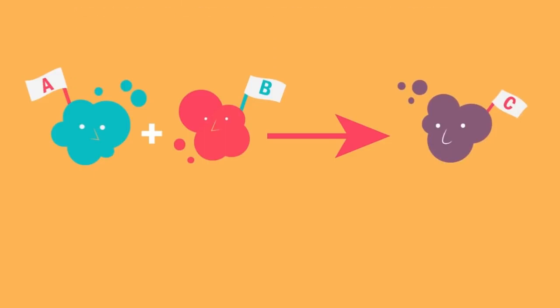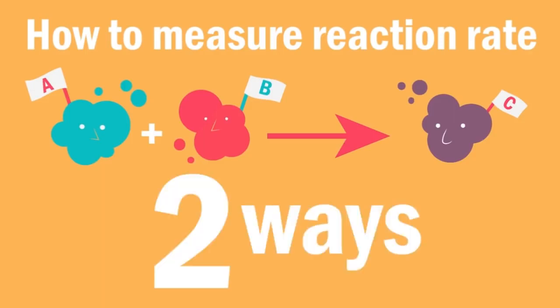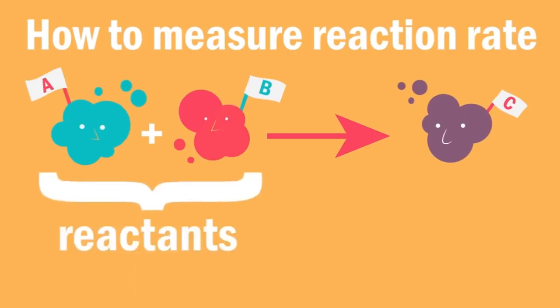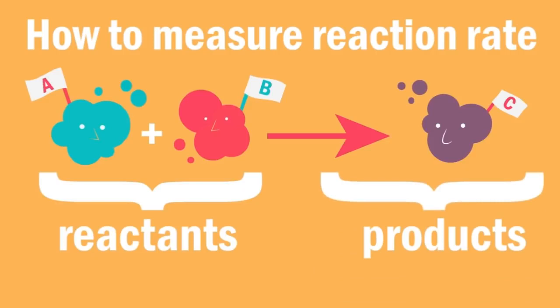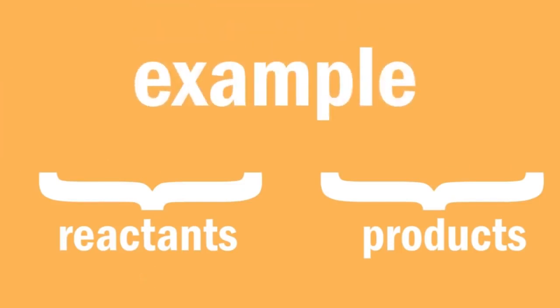Now let's look at how you can measure reaction rate. The rate of a chemical reaction can be measured in two ways. The first way is to measure how quickly the reactants, that's the substances on the left of the arrow in the equation, decrease. The second way is to measure how quickly the products, that's the substances on the right of the arrow in the equation, increase. Looking at an example for each of these two methods will help you understand this.